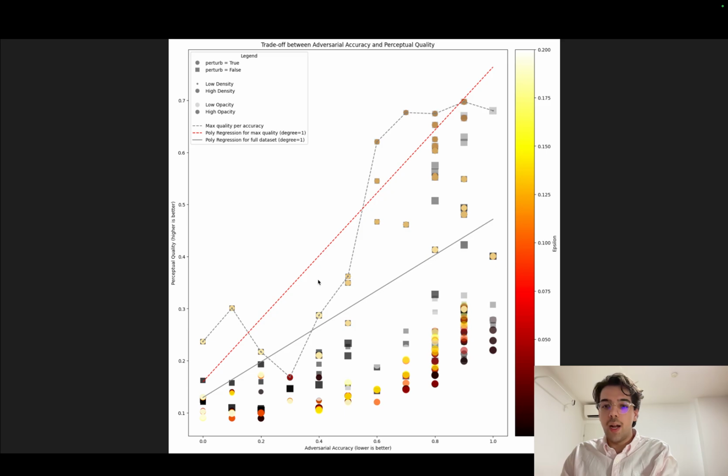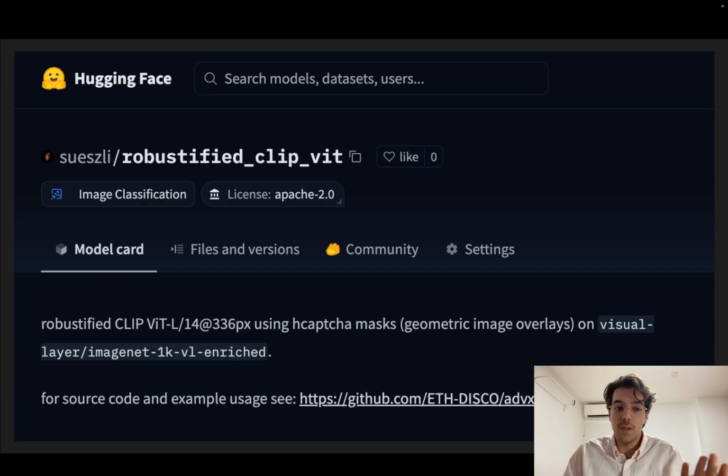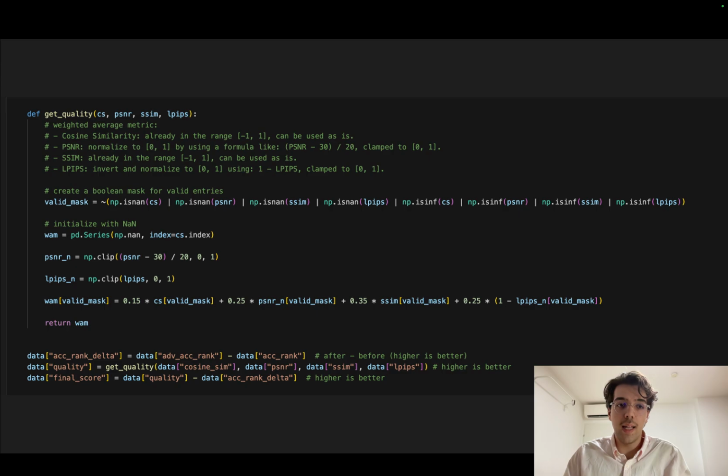Then we also combined it with the classic attacks such as FGSM and figured out that the combination actually isn't fruitful, especially when you apply the attack after, on top of the mask, which was interesting. So we solely focused on using the geometric masks, which is super simple, very straightforward.